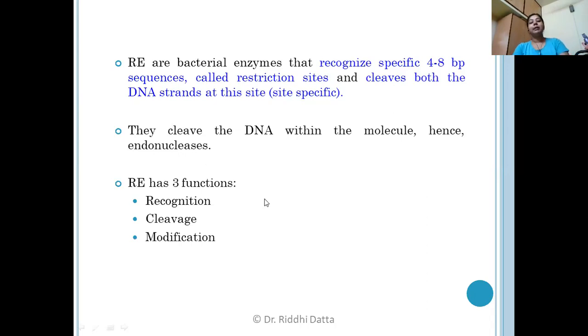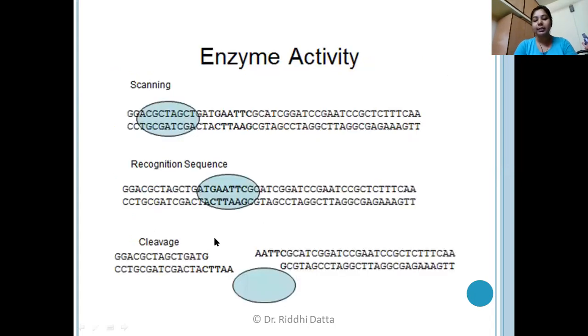Now all these endonucleases have three main functions. These are recognition, cleavage, and modification. Now let's have a look at this picture. The enzyme first scans along the double-stranded DNA and looks for the restriction site. Once it encounters the restriction site, it will recognize the sequence and then it will cleave both strands of DNA within this recognition site. So the cleavage is exactly site specific. We can exactly predict where this enzyme will cleave the DNA fragment.